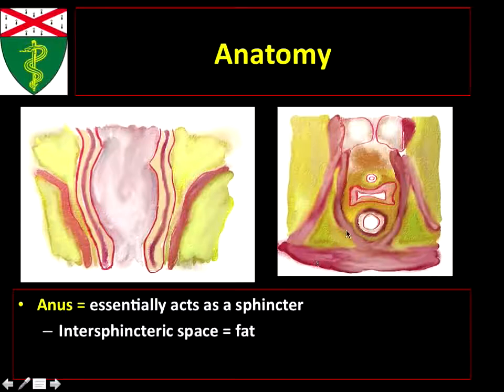This is what it looks like on the axial images. It's just going to be this yellow space in between the internal and external sphincters, right over here, highlighted in blue.